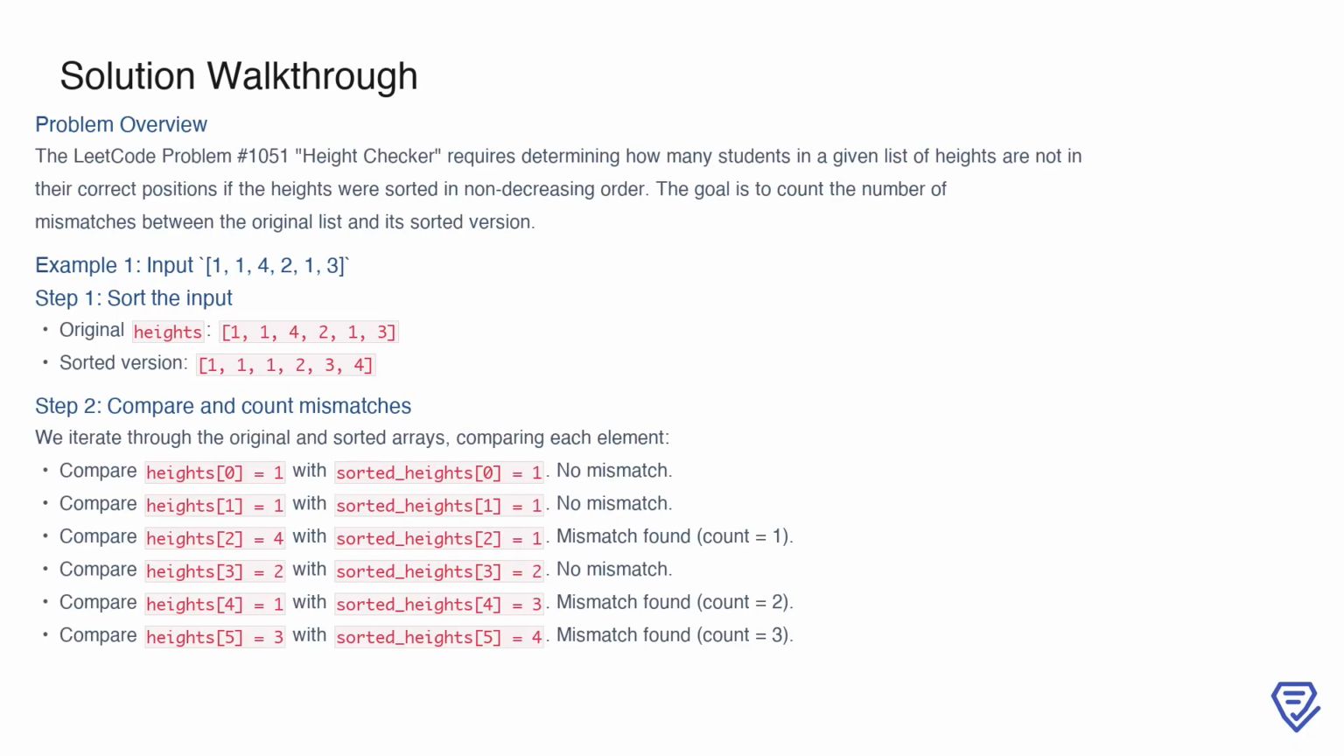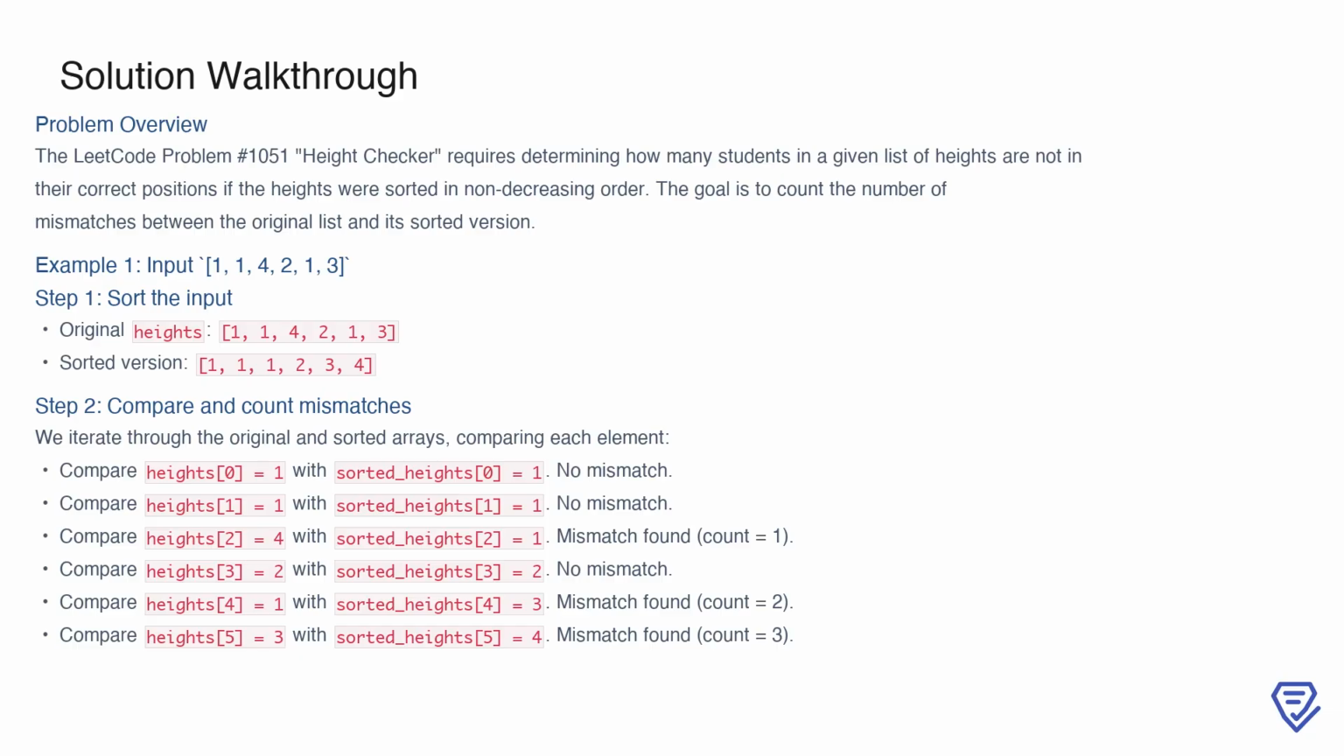In this problem, we need to determine how many students are out of place when their heights are compared to a sorted version of the same list. For example, given the input heights 1, 1, 4, 2, 1, 3, the first step is to sort these heights in non-decreasing order. The sorted version of this list is 1, 1, 1, 2, 3, 4. Next, we compare each element in the original list with the corresponding element in the sorted list, counting how many positions have mismatched values.